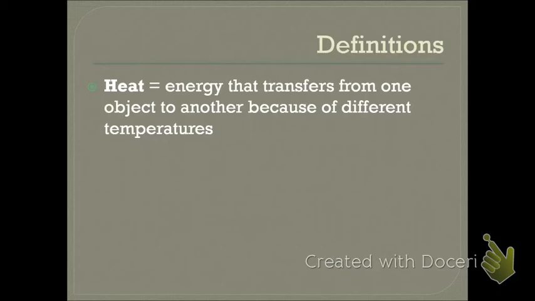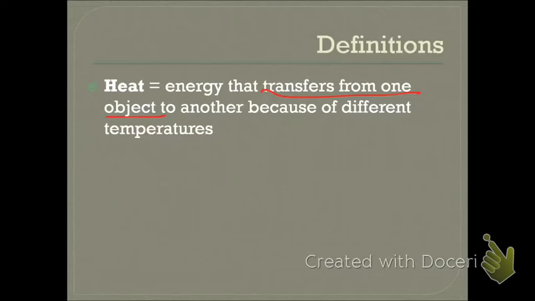Heat is energy that transfers from one object to another because of different temperatures. A good example of that is when you stand before a fireplace. Notice that you get warm because the heat is transferring from the fireplace into your person. If you walk away from the fireplace and go outside, let's just say if it was snowing, then the heat is going to transfer from you into the atmosphere because heat always goes from a higher temperature to a lower temperature, down the temperature gradient.